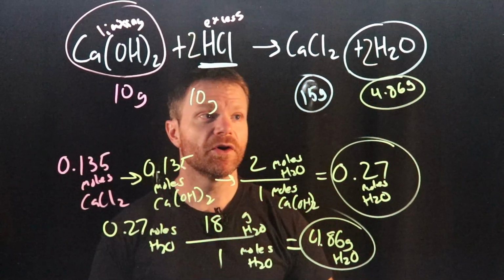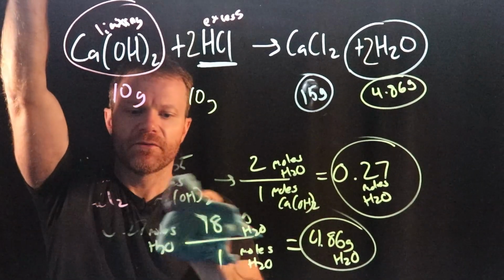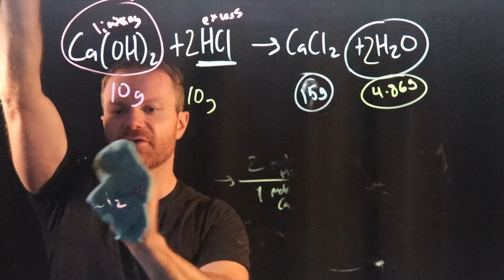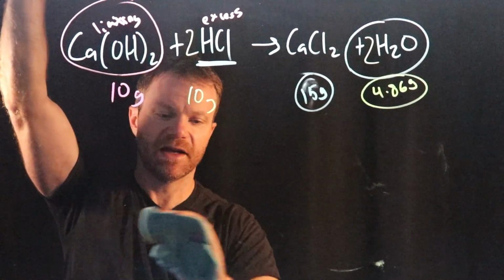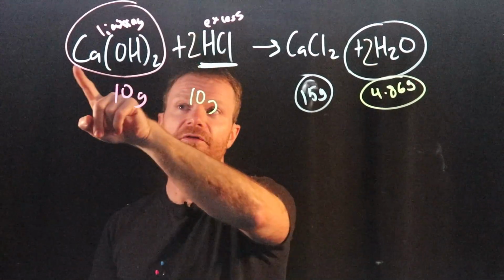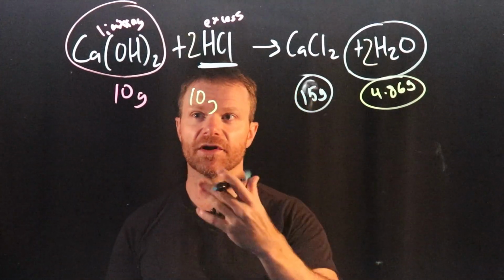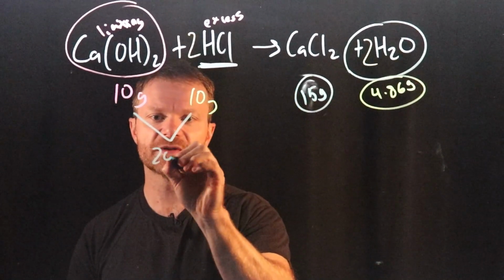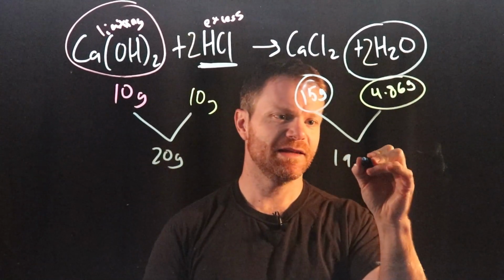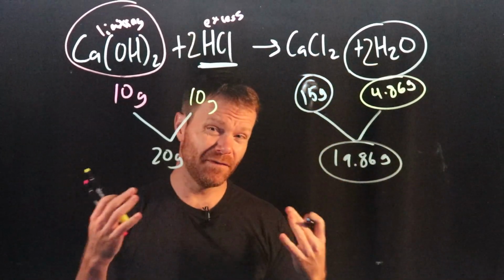Interesting, because you'll notice we're very, very close. Remember, when we looked at our limiting reactant and our excess reactant, there wasn't a huge difference. Even though calcium hydroxide is about twice as big as hydrochloric acid, there's 2 hydrochloric acids required for every 1 calcium hydroxide. So they almost worked out to be equal. In fact, it's very, very close because here we have 20 grams of total reactant, and here we have 19.86 grams of total product. And so that's a very small difference.